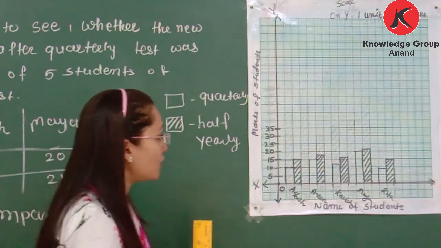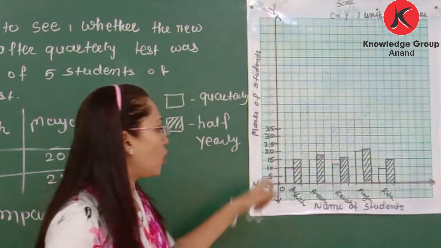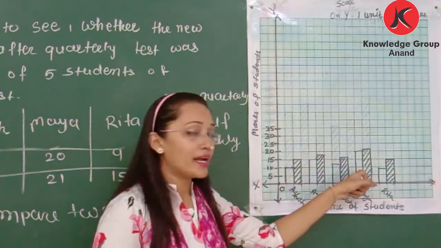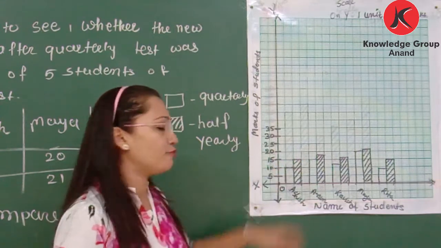So now which method is better? You can see for all students the quarterly marks are smaller, means the height is smaller than the half yearly marks.